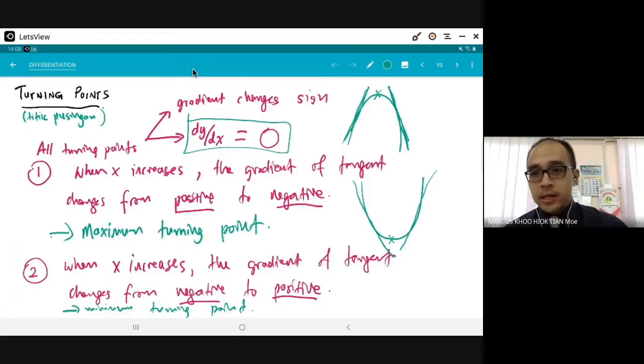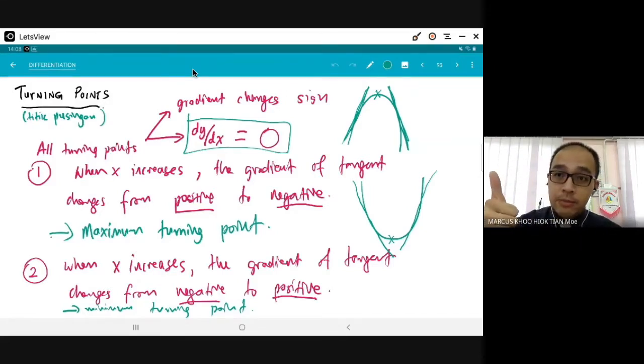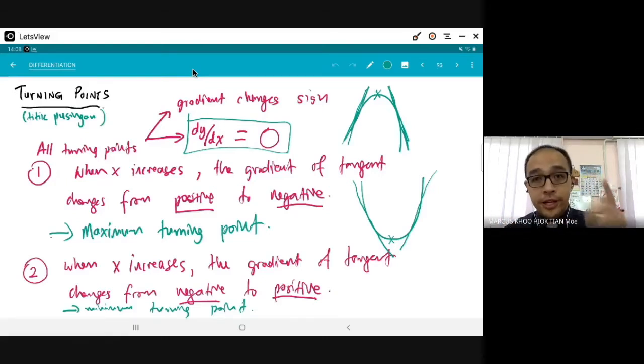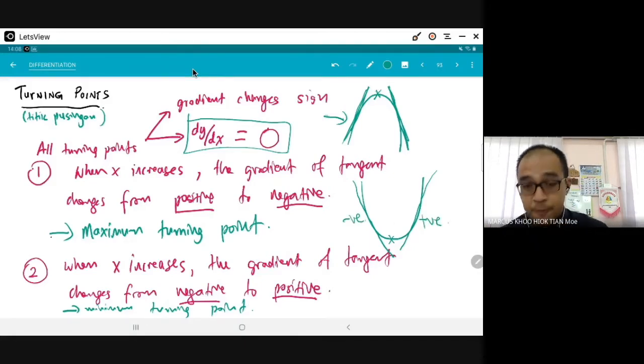But okay, so that day in our previous class, we were talking about turning points. We talked about two types of turning points, which are the maximum turning point and the minimum turning point. The maximum turning point is when the gradient of the tangent shifts from a positive gradient to a negative gradient, as you can see over here. Whereas the minimum turning point, the lowest one, is when the gradient changes from negative gradient to positive gradient. So that's the first thing that we covered last week.